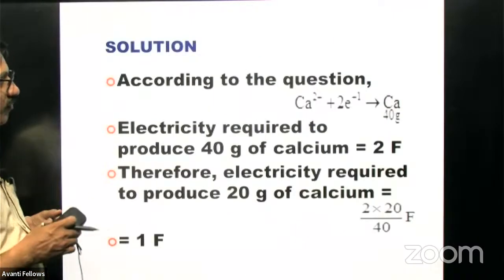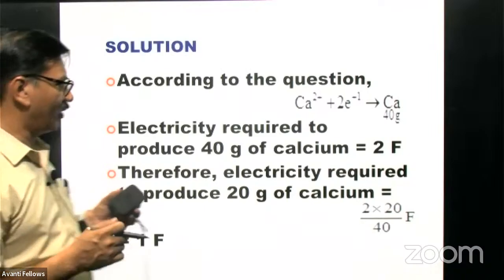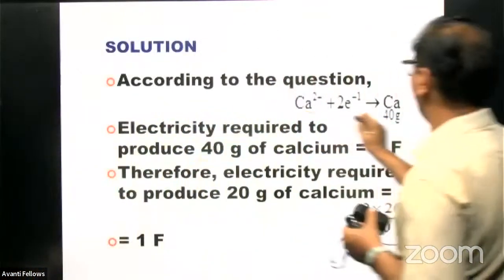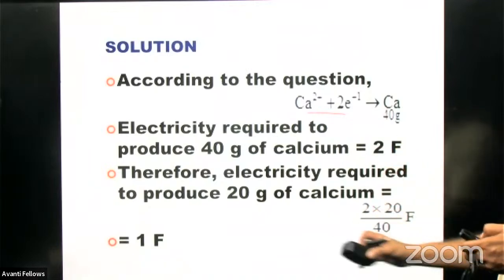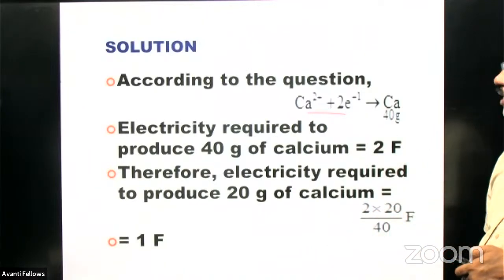According to the equation, this is the way it is given and solved also. 40 grams is produced by 2 Faraday, therefore it is 1 Faraday for 20 grams. I have just told about it.